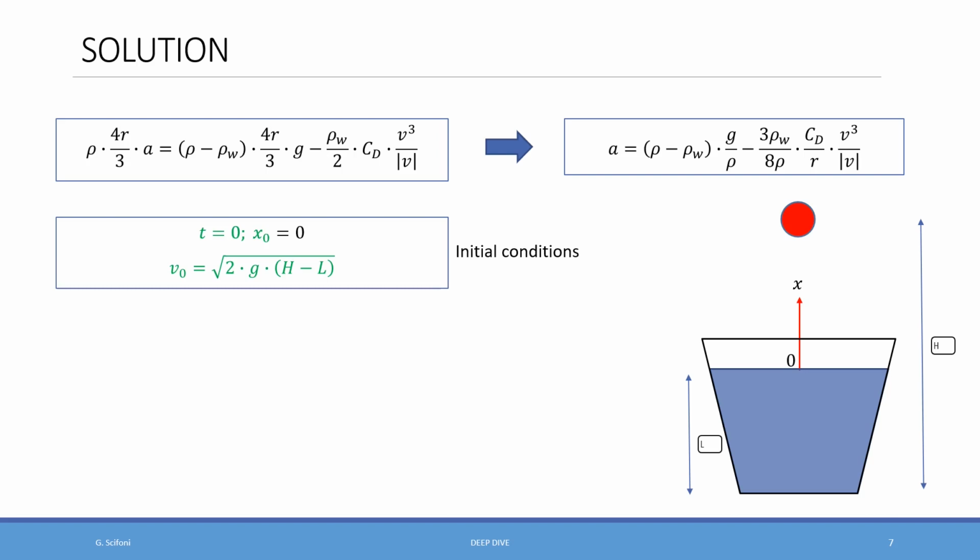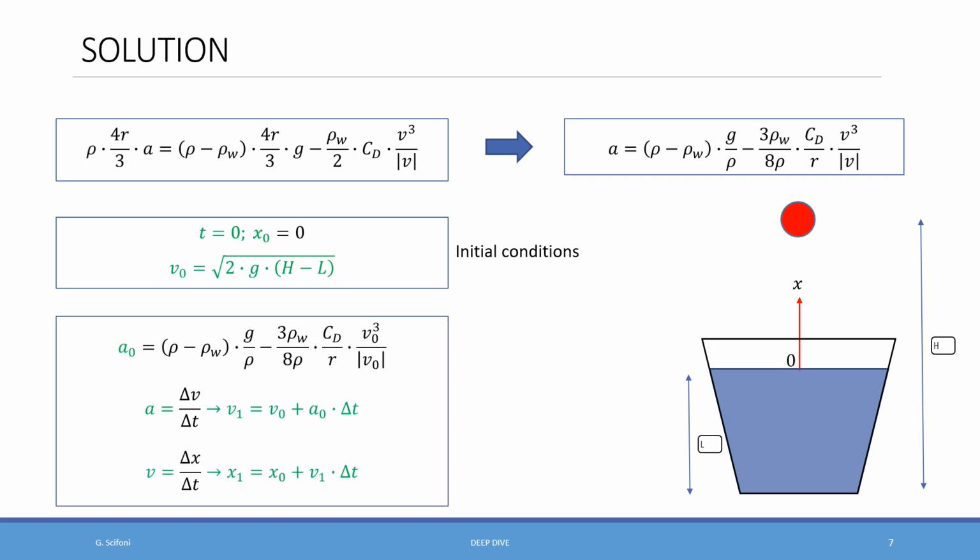First, we write the initial conditions. For t equals 0, the space is 0, and the velocity is given by the energy conservation law, that is square root of 2 times g times the distance to the water surface. The acceleration can be found using the formula on the right side, just replacing the initial value of v. Once the acceleration is known, then we can find the velocity at the next step, which is v1, adding the velocity at the step before v0 plus acceleration times delta t.